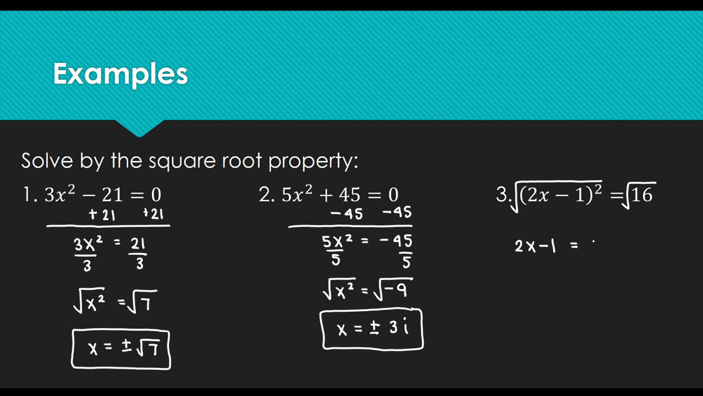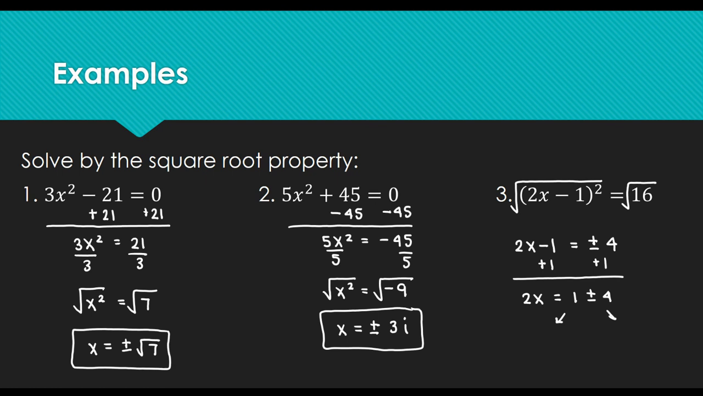Over here, because I took the square root of both sides, I do have two answers, so both positive and negative, and 16 is a perfect square. That would turn into 4. Now I want to start solving for x. So I'm going to add the 1 over to the other side. So now 2x equals 1 plus or minus 4.